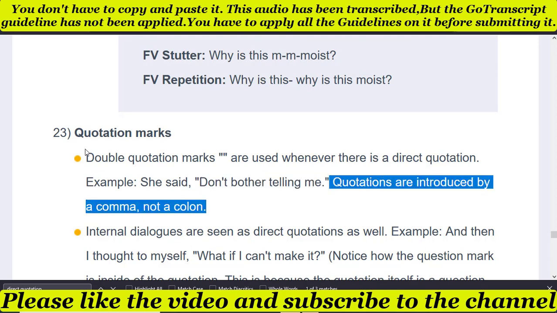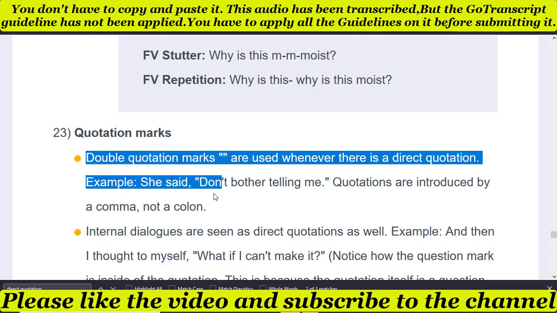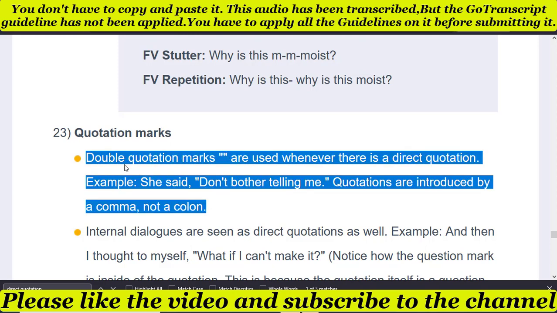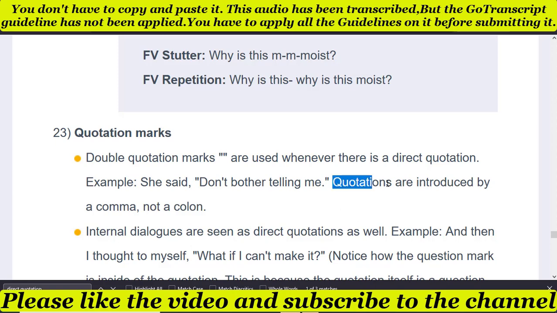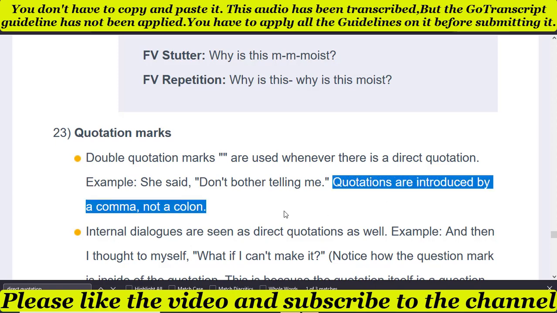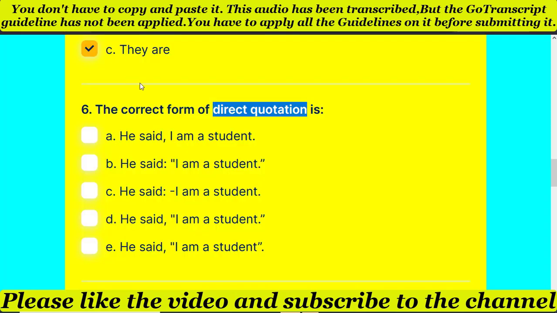So this is the rule. If you read this rule, you get the answer to your question. Double quotation marks are used whenever there is a direct quotation. She said, "do not," here is the example, and quotations are introduced by a comma, not a colon. So whenever there is a direct quotation, we use double quotation marks.